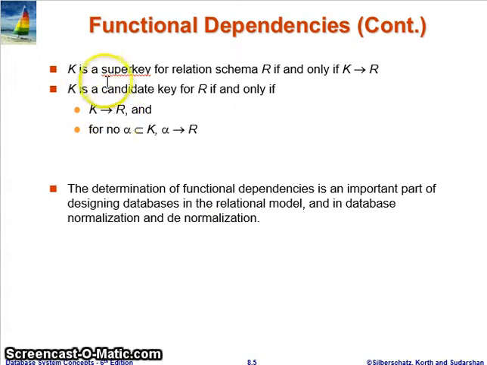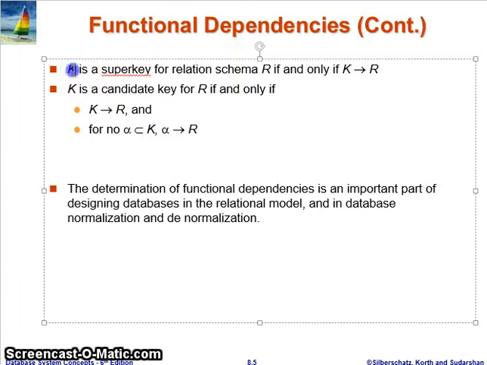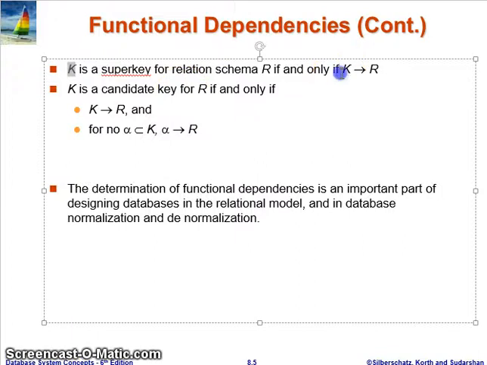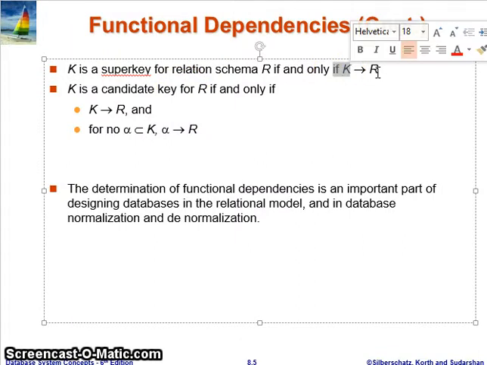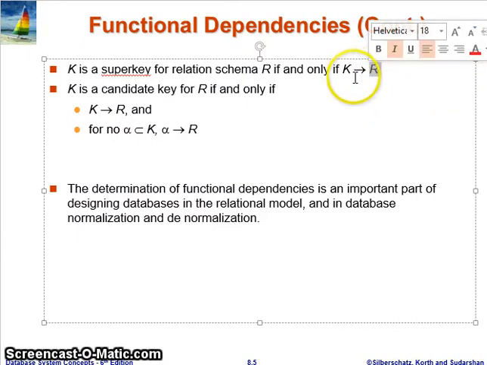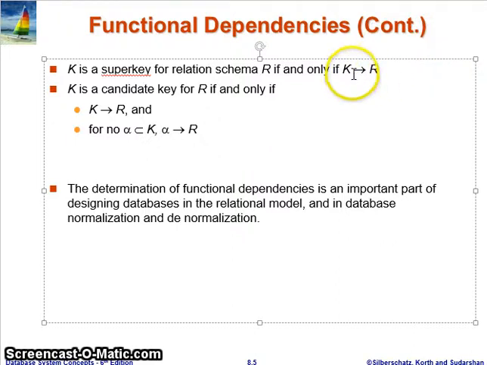K is a super key of relation schema R if and only if K functionally determines R. What is the meaning of this line? K is a super key of relation schema R if K functionally determines all the attributes of R. Suppose there is a relation schema R with five attributes A, B, C, D, E, and K is the attribute or set of attributes which uniquely determines all the attributes of this relation schema R, then we can say K is a super key of relation R.